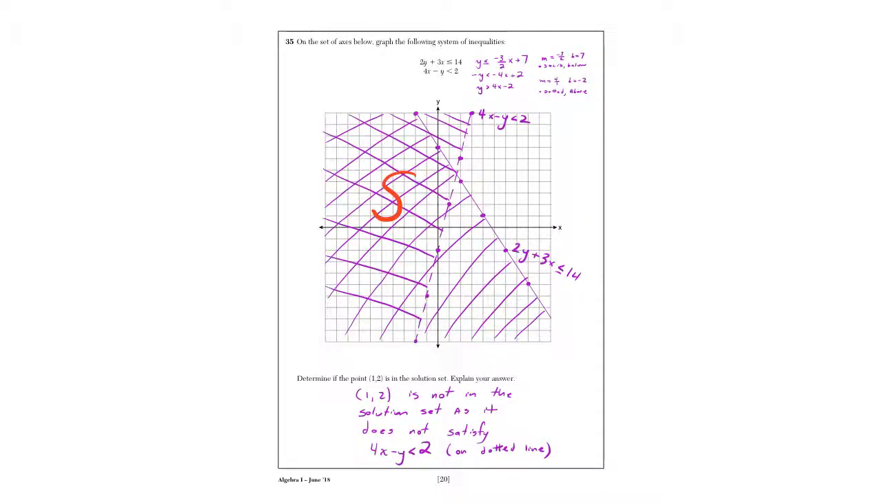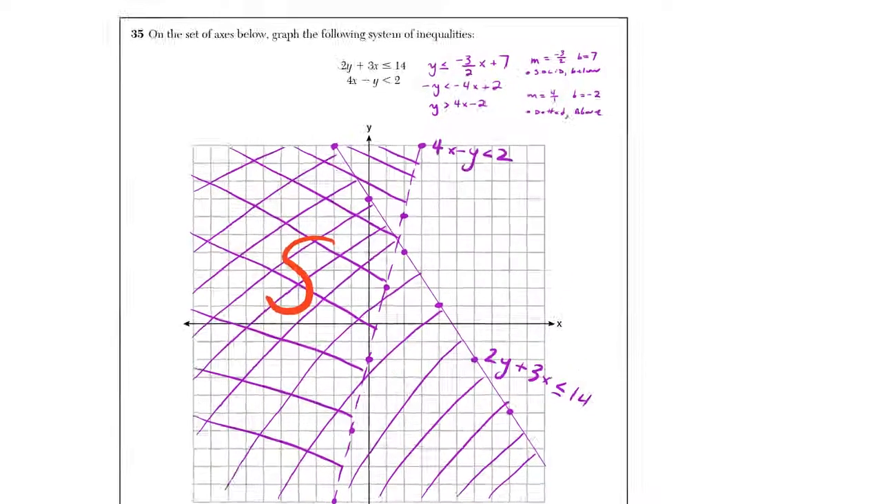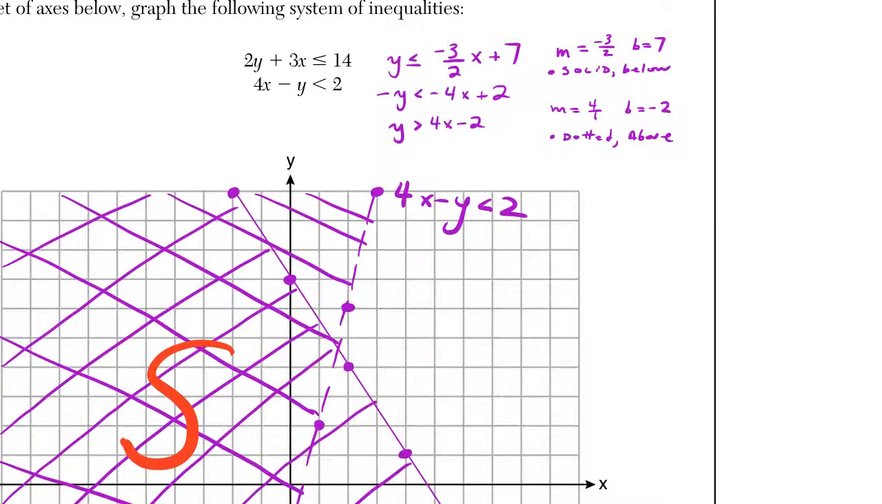Question 35 is pretty generic, a straight-up question if you know how to graph systems of inequalities. So let's zoom in a little bit here. The first thing you would want to do is get y by itself in the top function and the bottom function. This is going to help us graph.